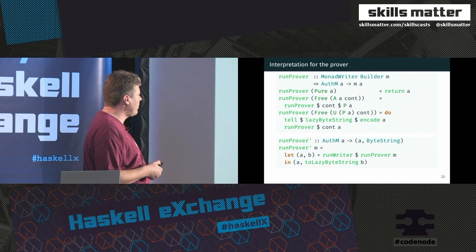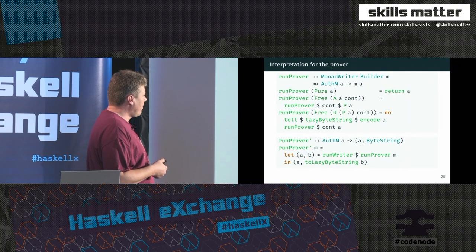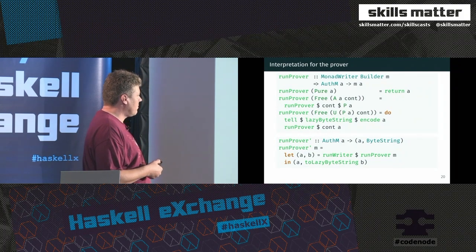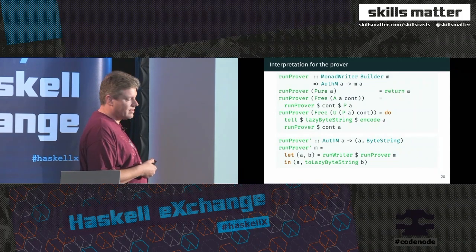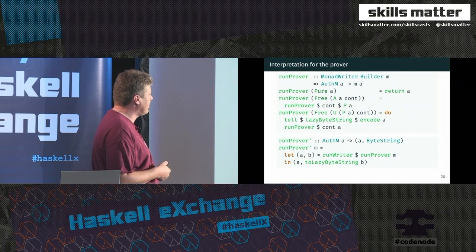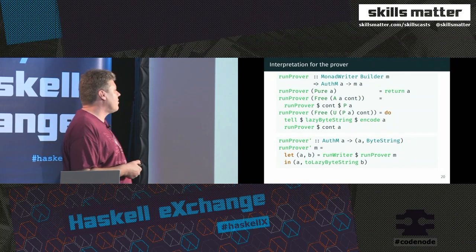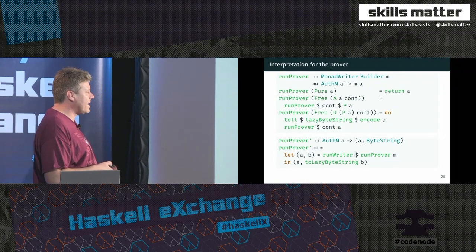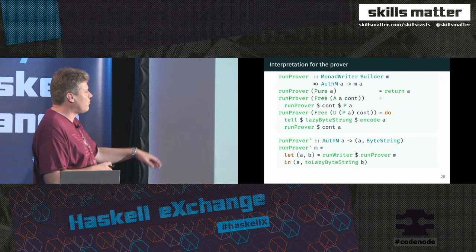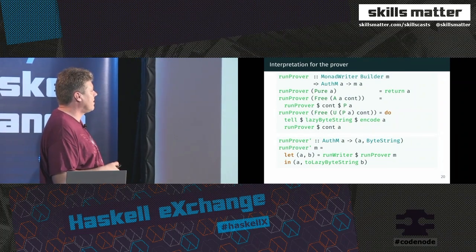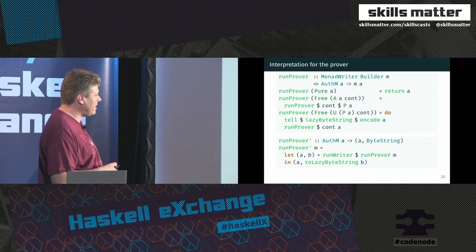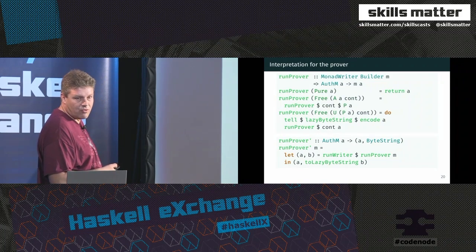So return is boring. Authenticate also doesn't do anything, so I simply take the A. The interesting part is the unauthenticate, where I earlier said that it writes the wrapped value into the proof stream. So that's here. When I hit an unauthenticate of an A, I return the A, but before I return the A, I write this A encoded into the proof stream.